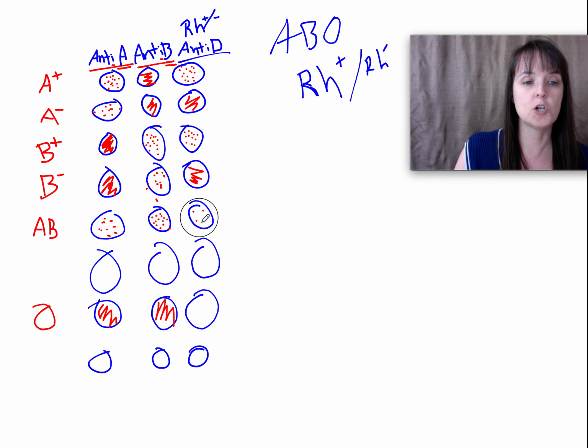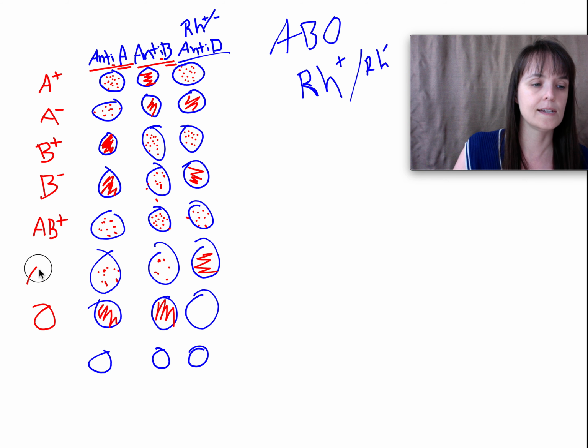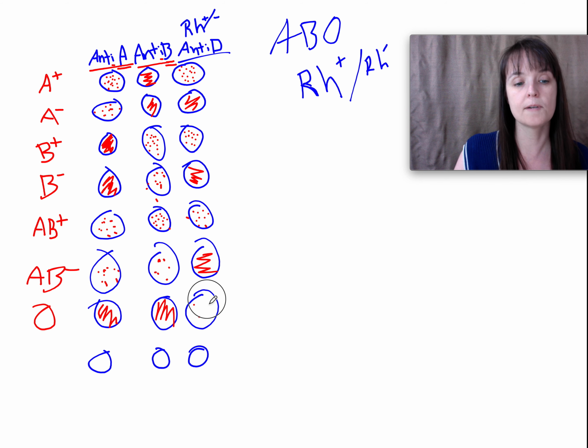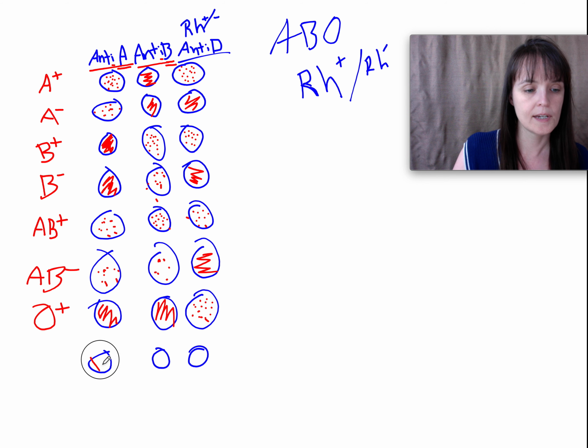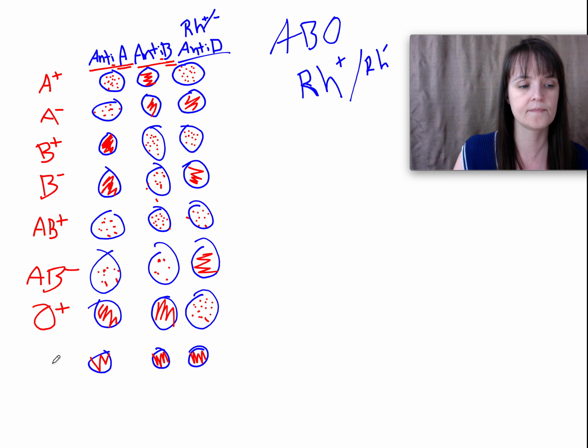And what if we have all stipples all the way across? Then we are at AB positive. What if we have reaction, reaction, no reaction? That is AB negative. What if we have no reaction, and stipples, or clumps, or agglutination? We're at O positive. And what if we just get smooth sailing the whole way, no reaction? Then that is the O negative.